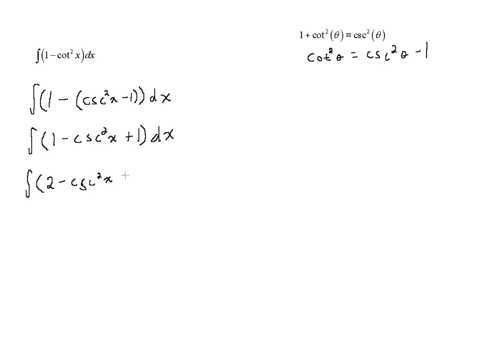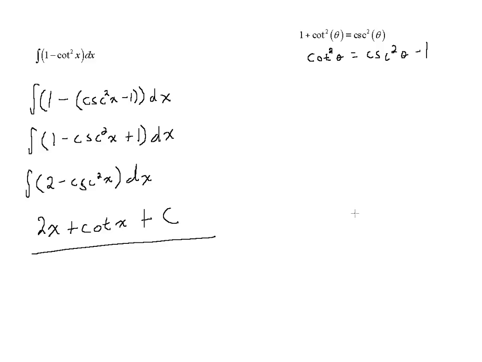Now I'm ready to integrate. The function whose derivative is 2 with respect to x is 2x. The function whose derivative is the negative, I'm just going to look at it like that, as the negative cosecant squared of x. How much easier can you get? That would be the positive cotangent of x. And then don't forget your plus c. That's it.